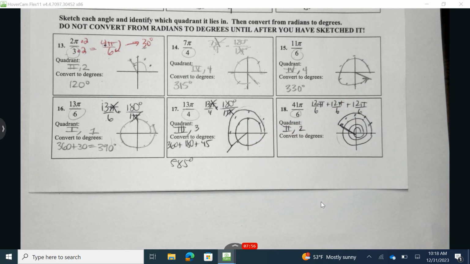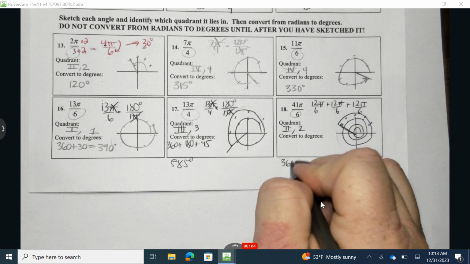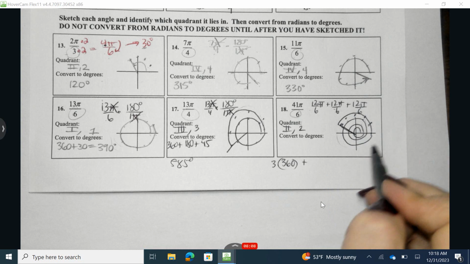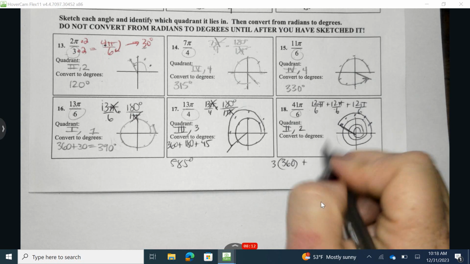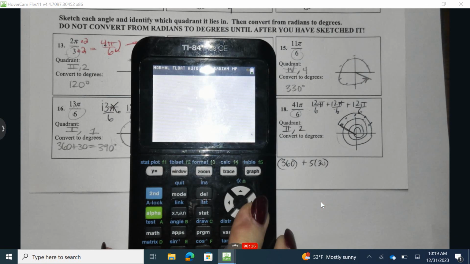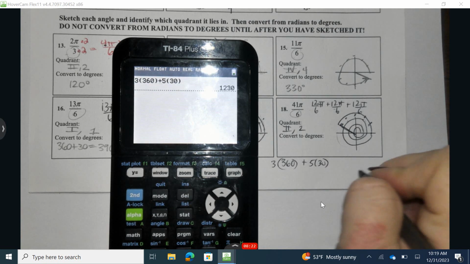And now let's convert this into degrees. So to convert this into degrees, I'm going to go ahead and go, I've done 3 revolutions, and each revolution is 360. So I have 3 times 360 because I've done 3 complete revolutions. And then I've done how many groups of 30? 1, 2, 3, 4, 5. 5 groups of 30. So this is one way to achieve the answer. 3 times 360 plus 5 times 30, and I get an answer of 1,230 degrees.